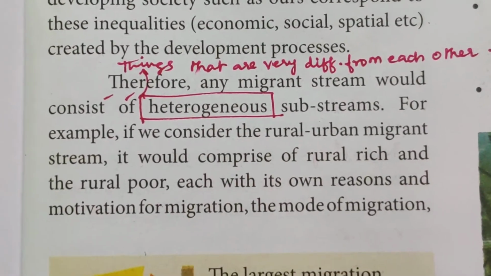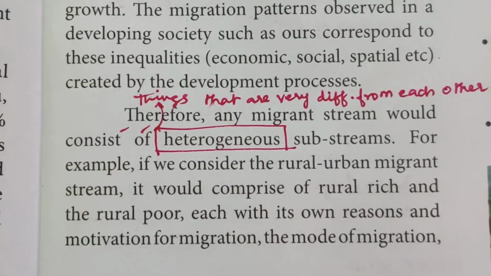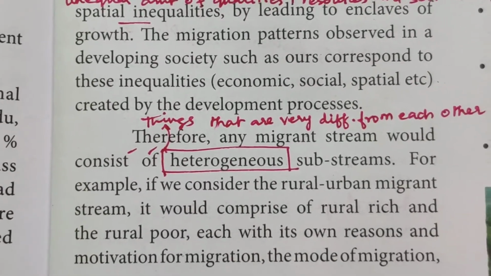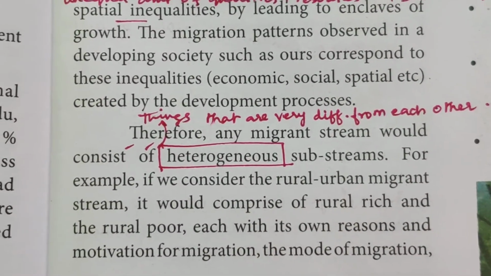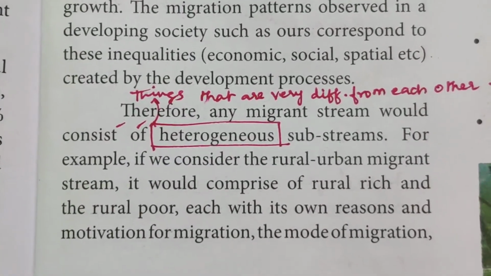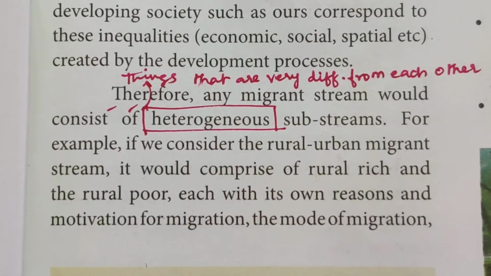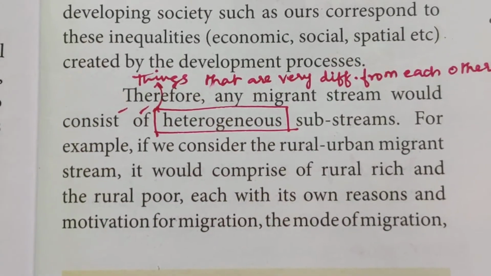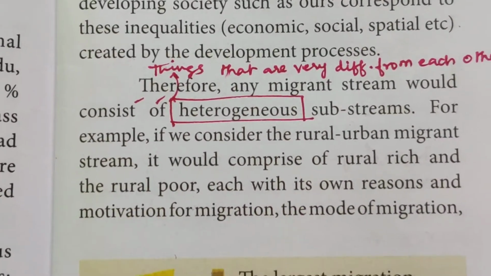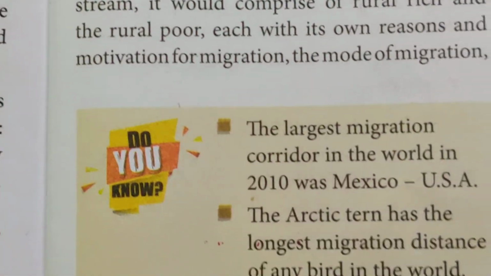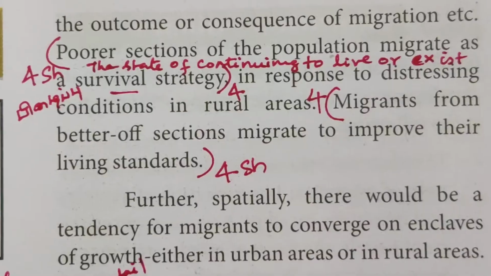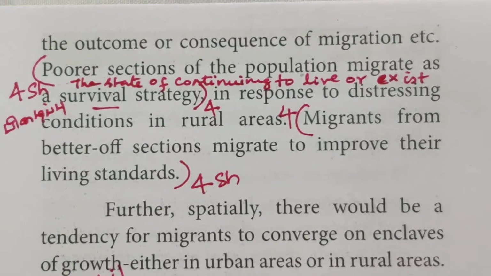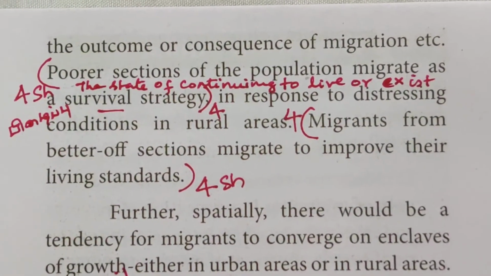Therefore, any migrant stream would consist of heterogeneous substreams. Heterogeneous means consisting of things that are very different from each other. For example, if we consider the rural-urban migrant stream, it would comprise the rural rich and the rural poor, each with its own reasons and motivation for migration. The mode of migration is the outcome or consequence of migration. Poorer sections of the population migrate as a survival strategy.